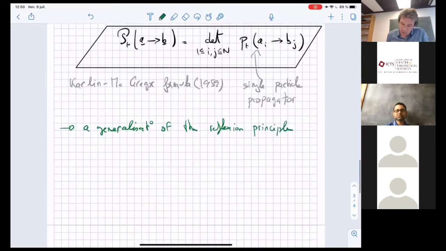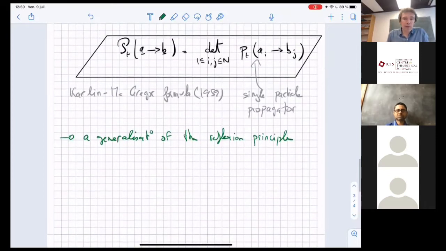So I have been deriving this formula for continuous time processes, Markov processes. It can also be written more generally for discrete time random walks. In this case, this is sometimes called the Lindström-Gessel-Viennot formula, which can also be generalized to any graph. It's quite a robust formula, actually. But today I will mainly study this one.